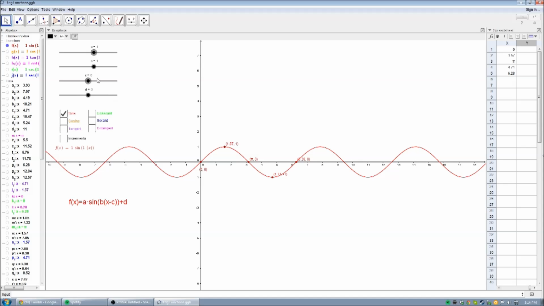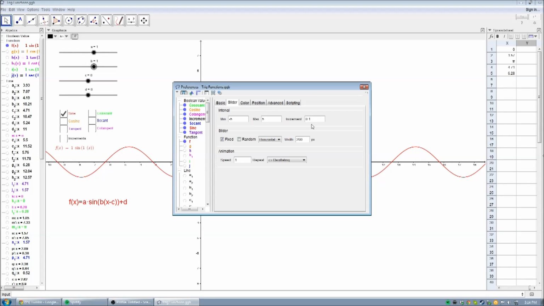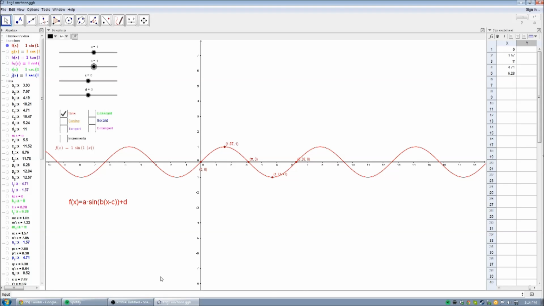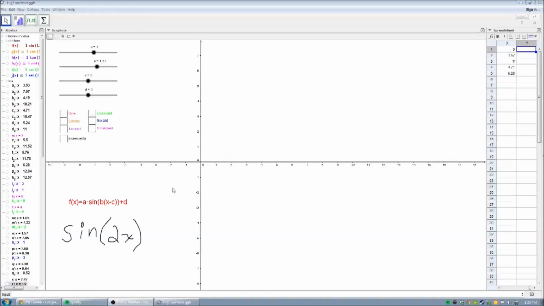Okay, let's worry about our b variable. Now I'm going to also change this to have increments of 0.01. So now we're talking about this b variable outside. Okay, we are going to use the sine of 2x. So I need to change my b variable to be 2 right there.